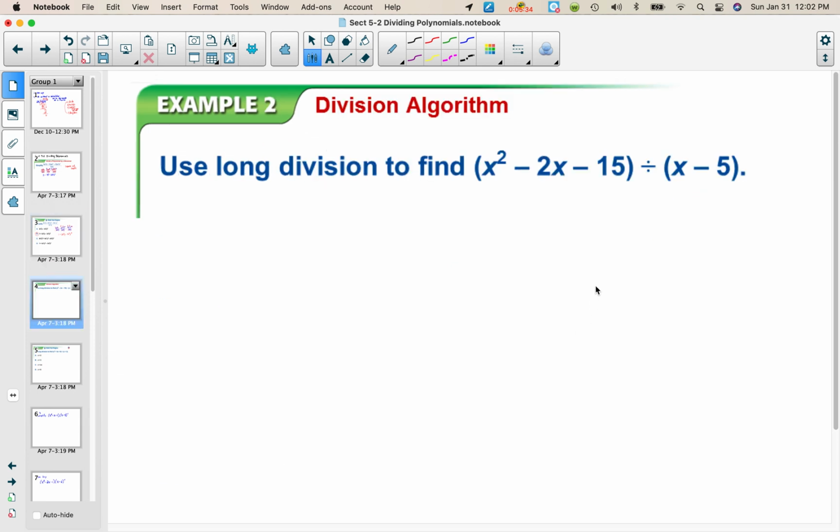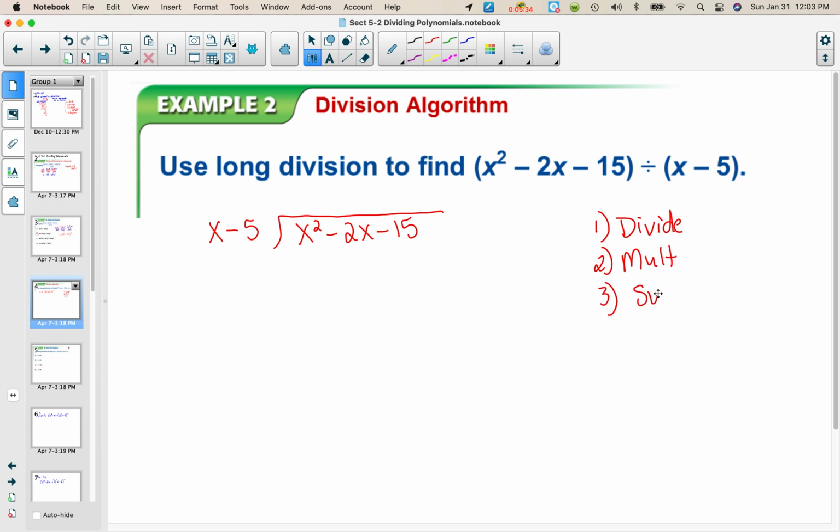So on this problem, we're going to do long division. We're going to divide by x minus 5. So now I'm going to think back to that warm-up problem. We're going to have an x minus 5 out front, and we want to divide that into x squared minus 2x minus 15. So what you're going to do, remember we have the 4 steps: divide, multiply, subtract, we're going to change the signs and add, bring down, and then you're going to go back up to divide.